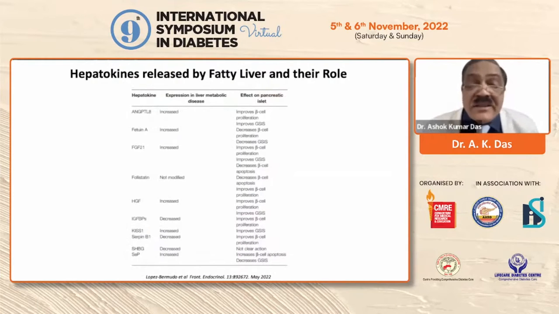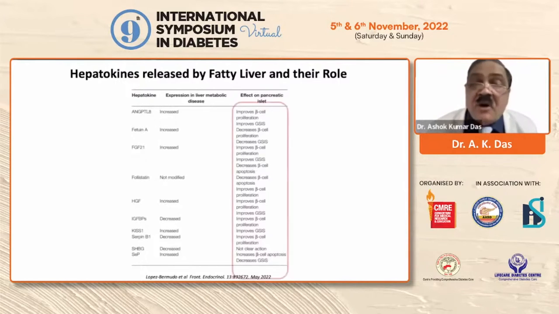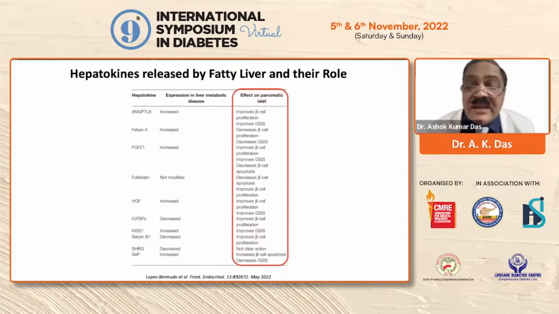Dear friends, I'd like to add that many hepatokines are released by the fatty liver, and there are many. I'll just address two: fetuin A and FGF21, follistatin, HGF, and you see they have a lot of function on the pancreatic islets.